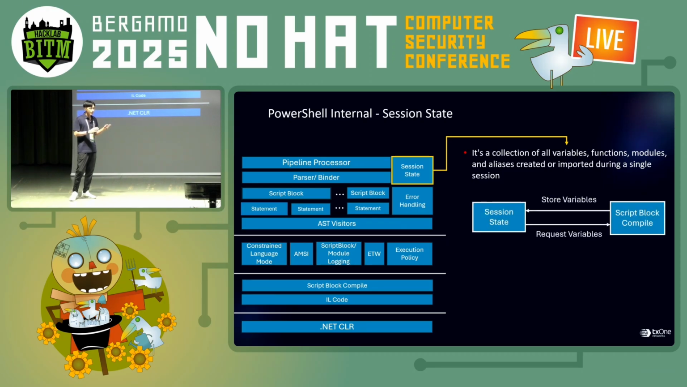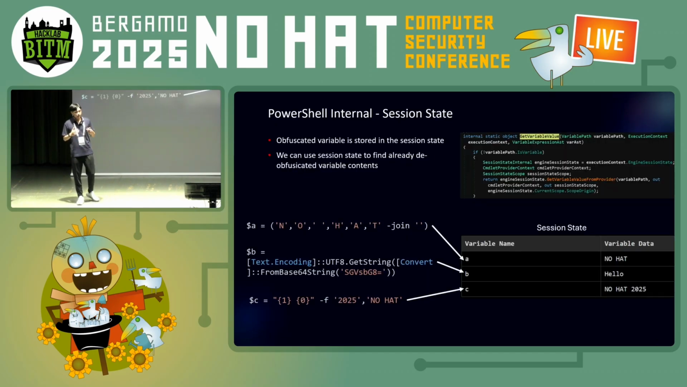So every object, if it needs to access a variable, needs to go to the session state to retrieve the data. So if we could track the session state, then we could get the de-obfuscated variable. So after we reverse engineered this session state, we found the GetVariableValue and the SetVariableValue in this function.